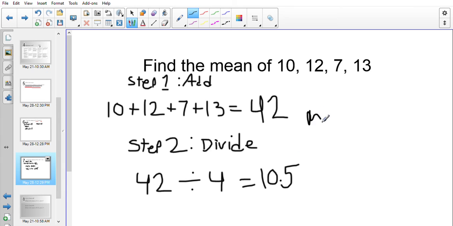So our mean, a little sloppy. I'm still getting used to writing with a mouse. You guys are going to have to excuse me. Our mean, in this case, is equal to 10.5. All right? Step 1, add. Step 2, divide by the amount of numbers. That's it.